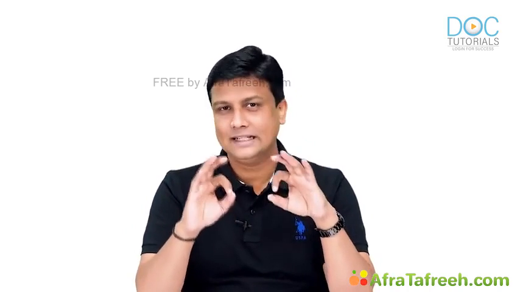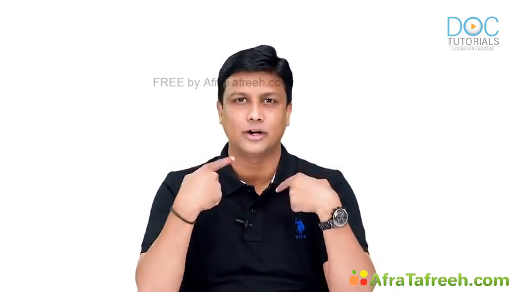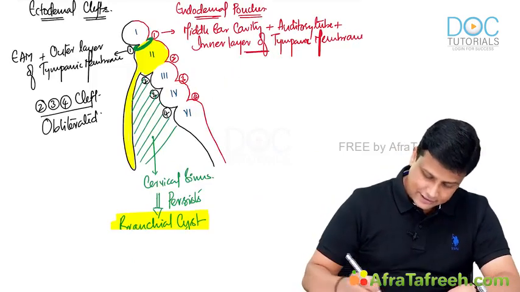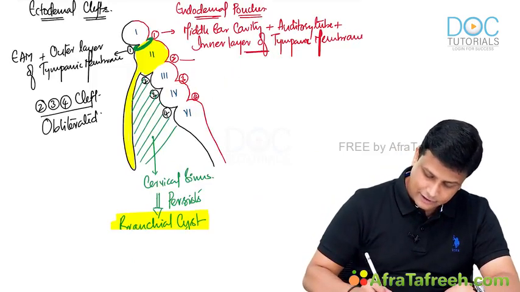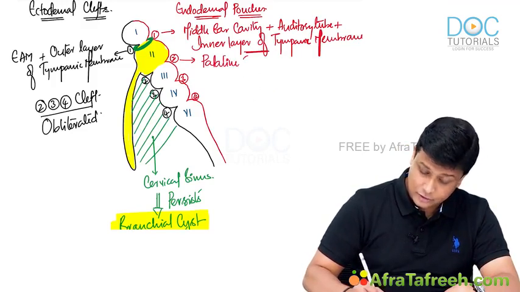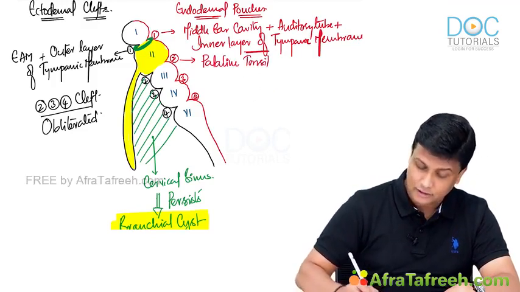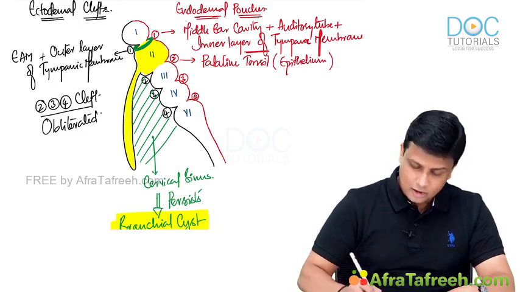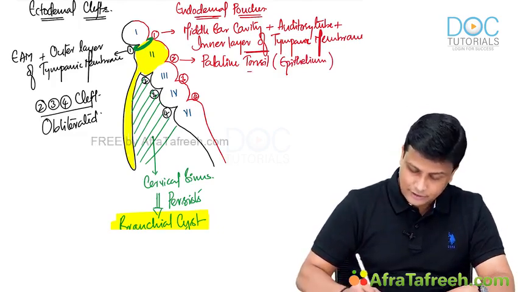So I'm telling you again and again, the best way to learn is to apply on your body. Otherwise, it's a waste of mugging up. So second pouch is the one which is going to form the palatine tonsil. But here there is a catch. It is not going to form the entire palatine tonsil, only the epithelium. Only the epithelium of the palatine tonsil is formed from here, not the entire lymphoids of the palatine tonsil.